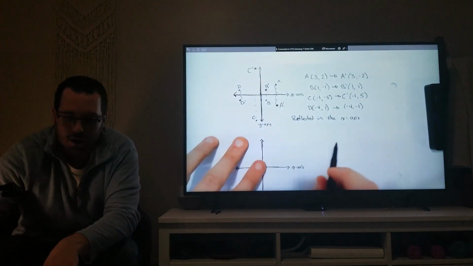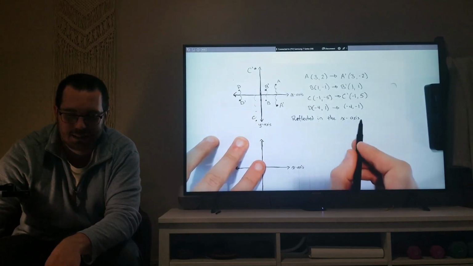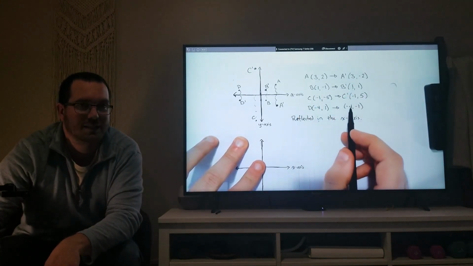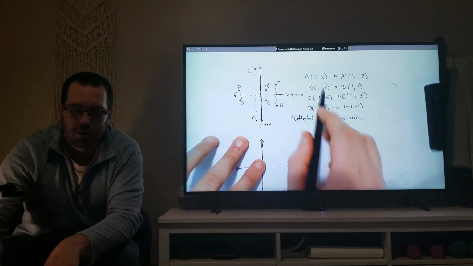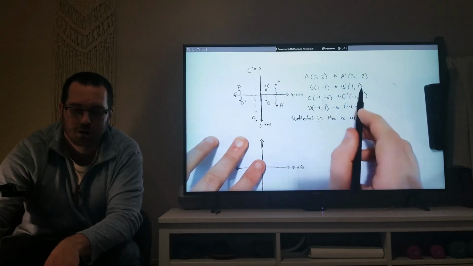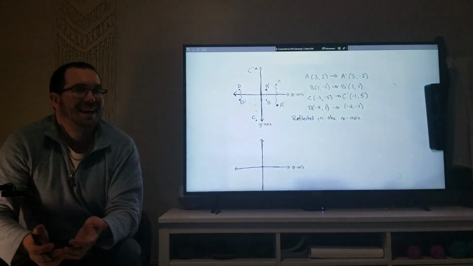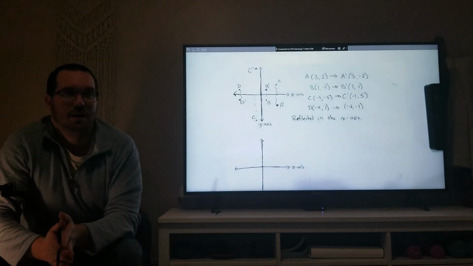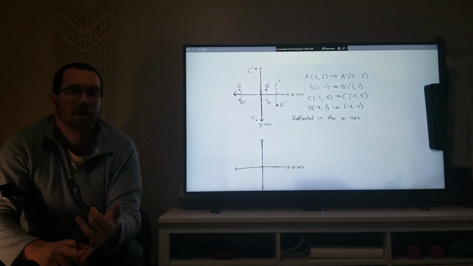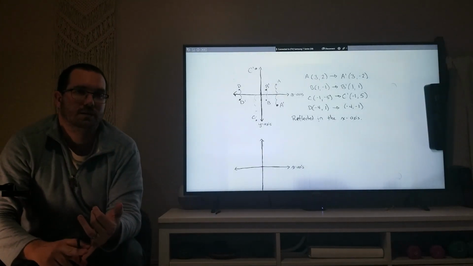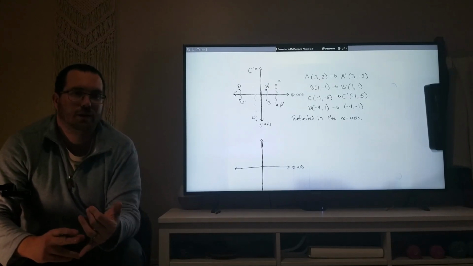If you take a look at all of these points, when we reflect in the x-axis, the x value actually doesn't change at all. The only thing that changes is the y value. It went from 2 to -2, -1 to 1, -5 to 5, and 1 to -1. So by reflecting in the x-axis, the only thing that happens is our y value for our coordinate system changes signs.